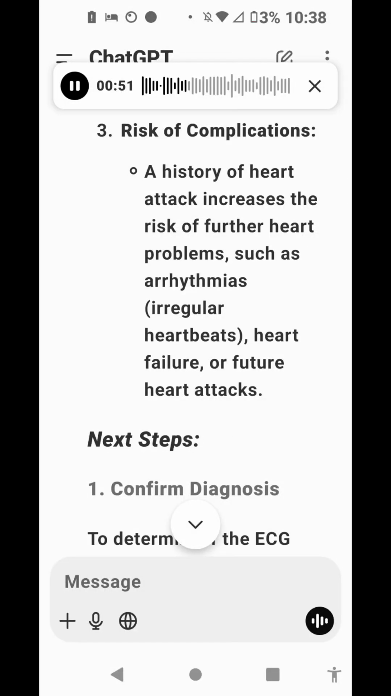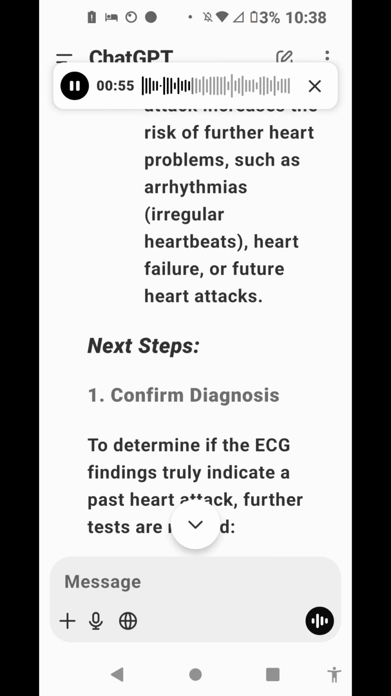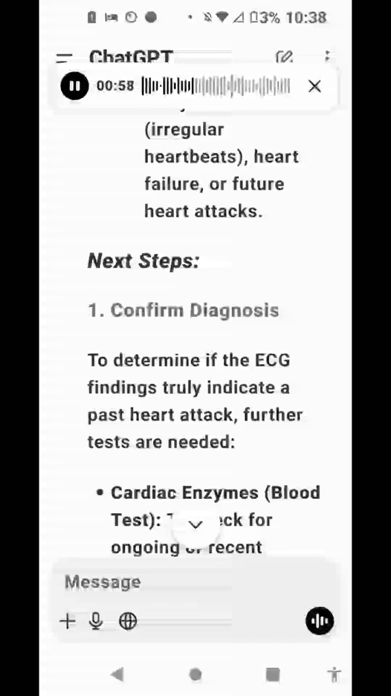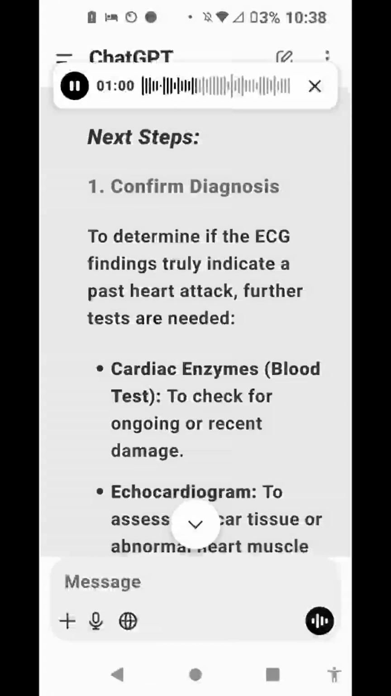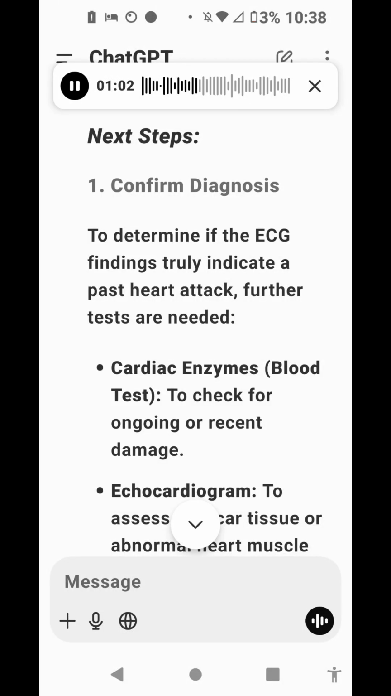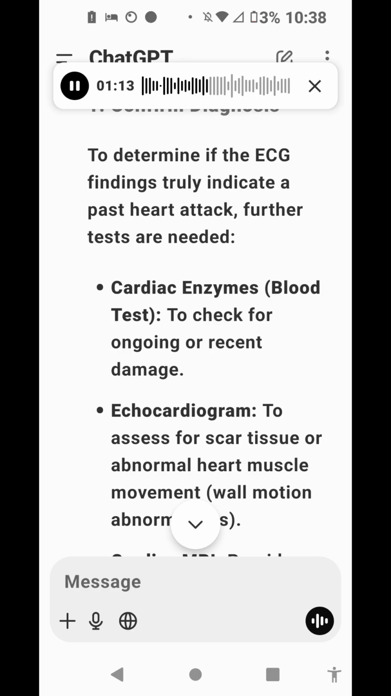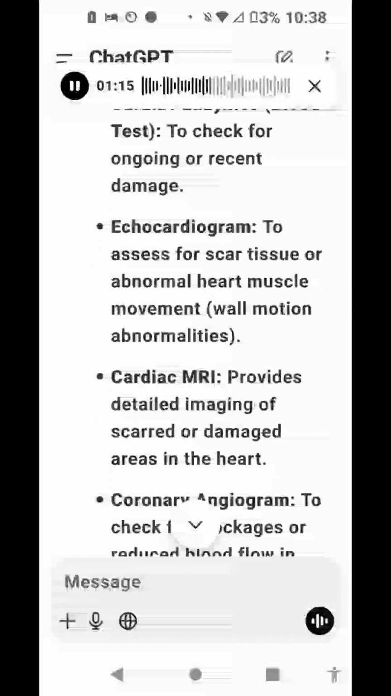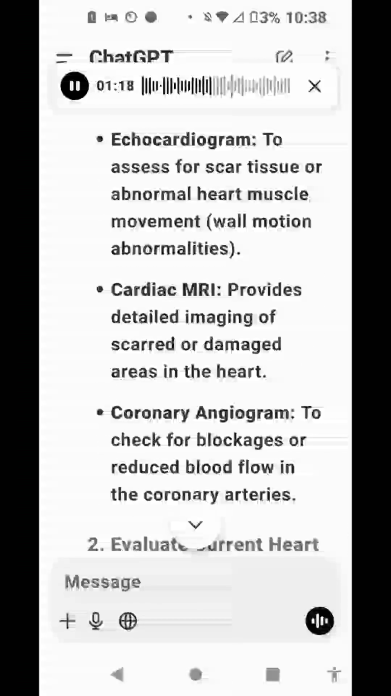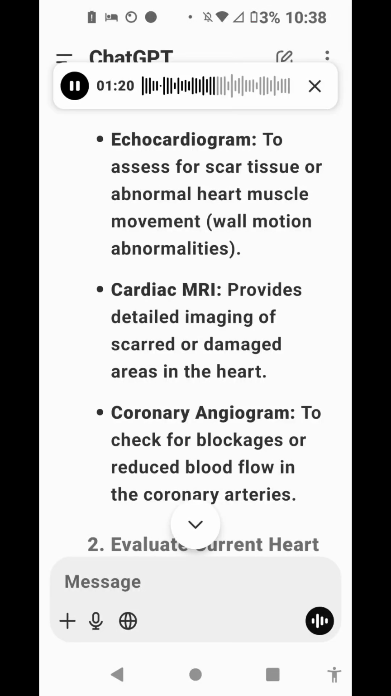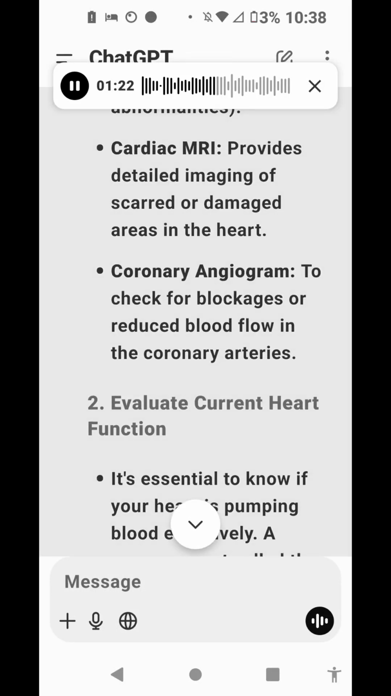3. Risk of complications. A history of heart attack increases the risk of further heart problems such as arrhythmias, irregular heartbeats, heart failure, or future heart attacks. Next steps. 1. Confirm diagnosis. To determine if the ECG findings truly indicate a past heart attack, further tests are needed. Cardiac enzymes, blood test, to check for ongoing or recent damage. Echocardiogram, to assess for scar tissue or abnormal heart muscle movement, wall motion abnormalities.